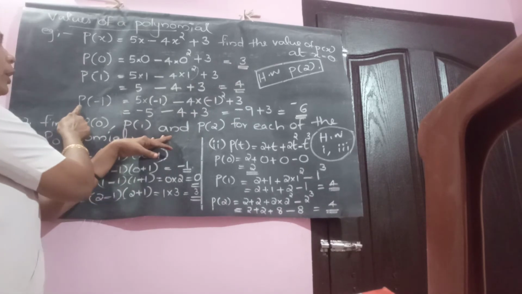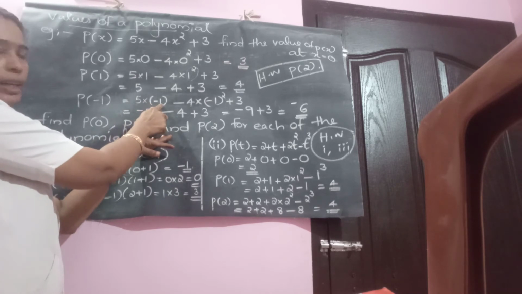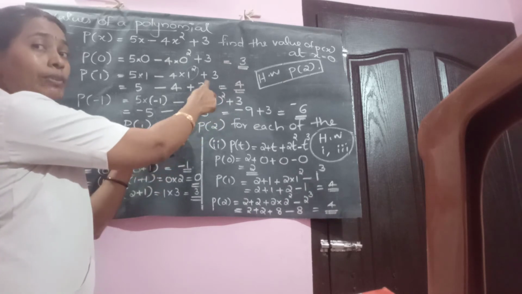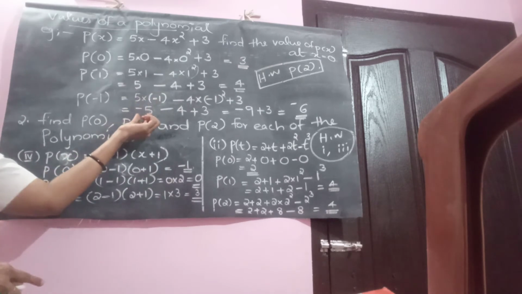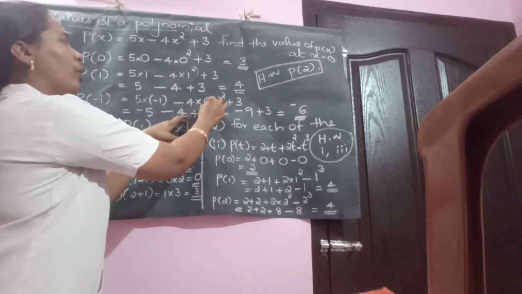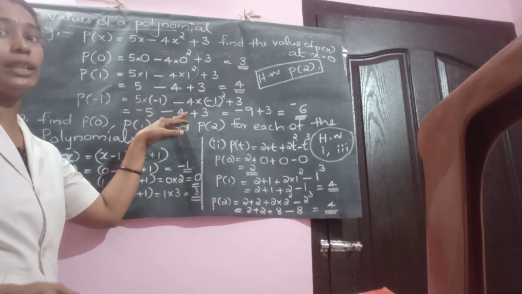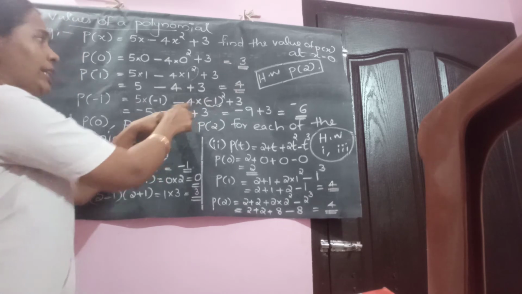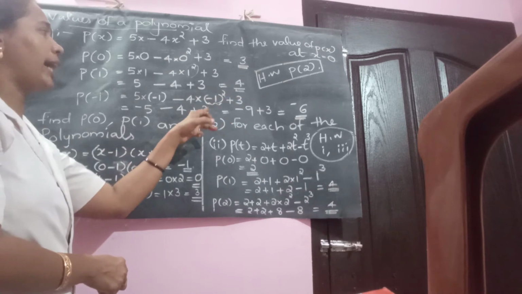Then next one, P of minus 1. So 5 into minus 1 minus 4 into, this term x square becomes minus 1 square. Then plus 3. So 5 into minus 1, how much? Minus 5. Minus 4 into, what is the value of this one? The square of a negative number is positive. That we have studied in the last class, isn't it? So minus 1 square is positive 1. So this becomes minus 4 itself. And plus 3 has no change.